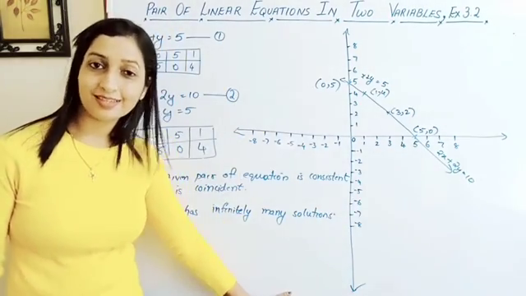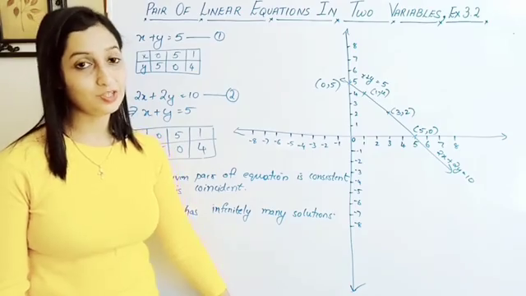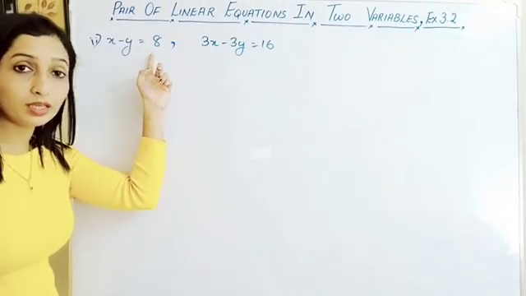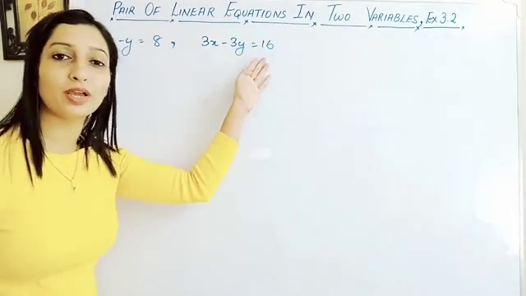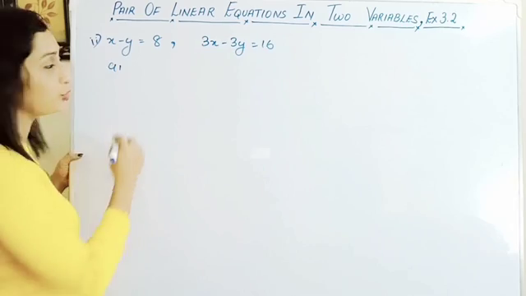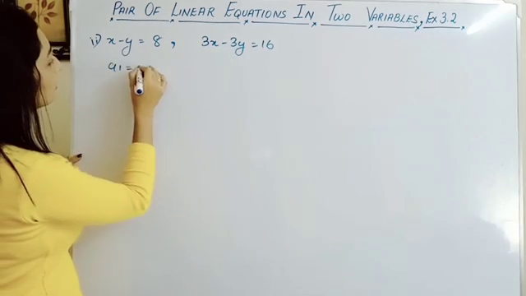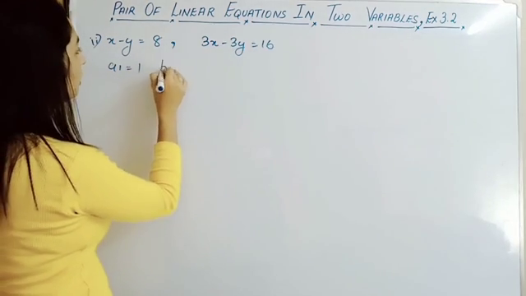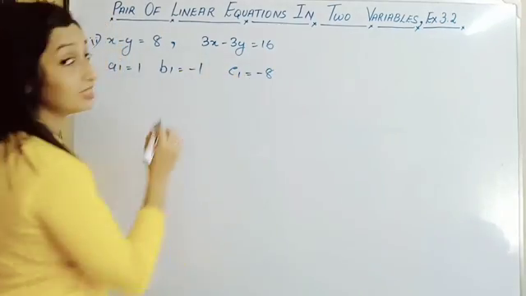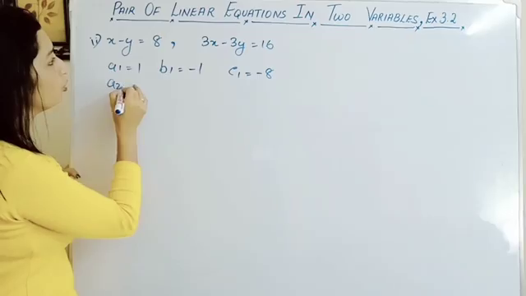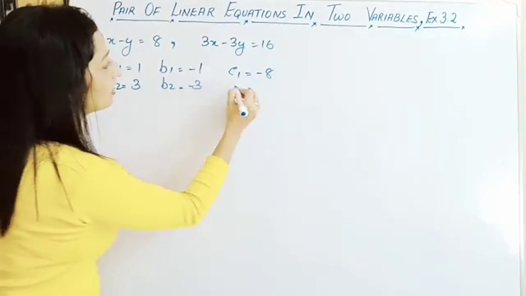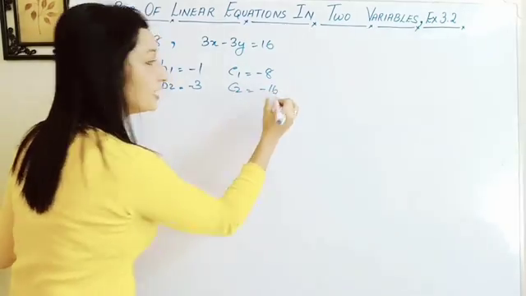So this is our answer. Now let's move on to our next question, which is part 2. So this is part 2, which is x minus y equals 8 and 3x minus 3y equals 16. First let us write down a1, a2, b1, b2 and c1, c2. So here a1 equals 1, b1 equals minus 1 and c1 equals minus 8. Now what is a2? It is 3, b2 is minus 3 and c2 is minus 16.